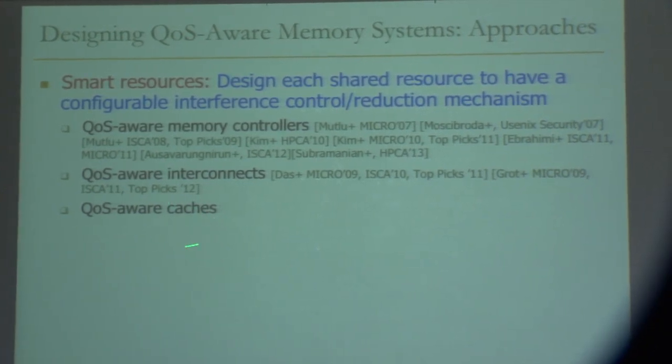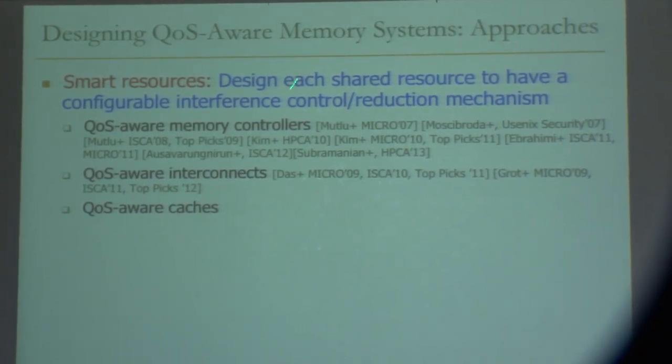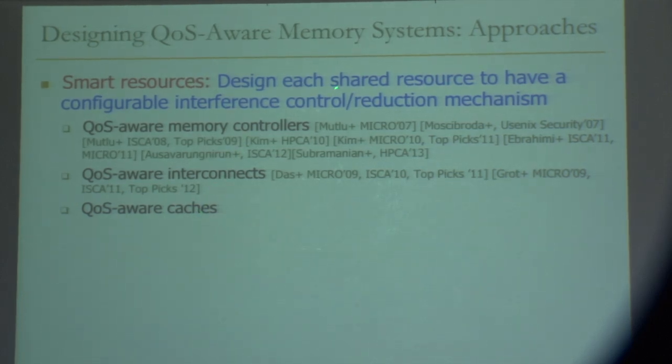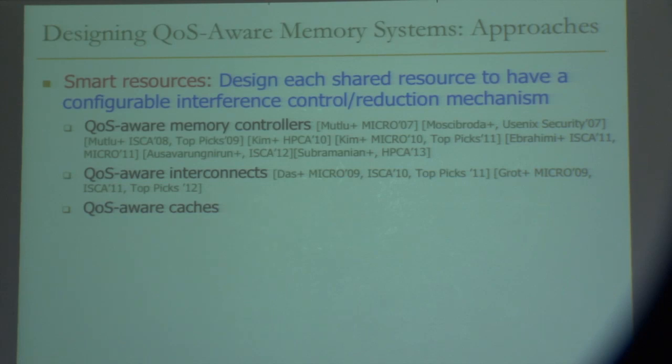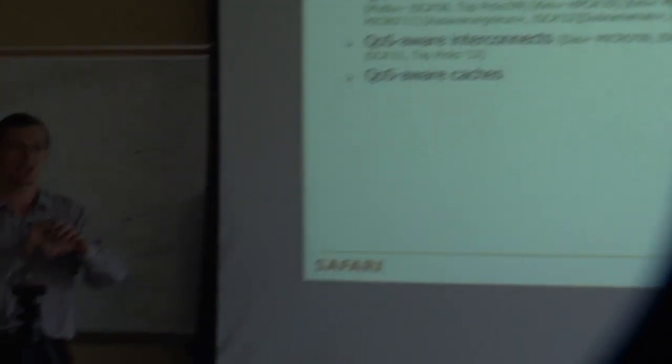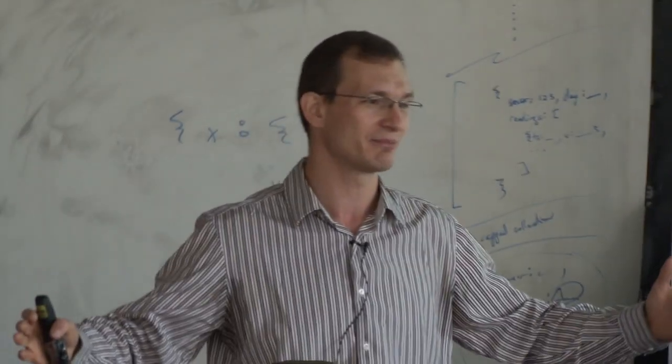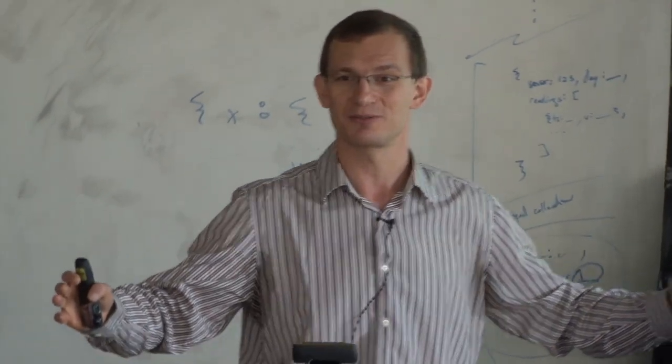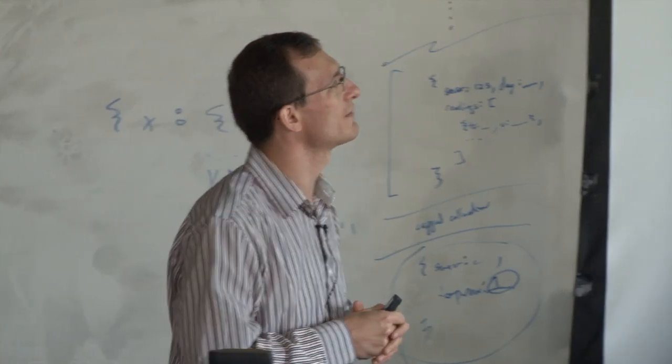Okay, you see some of the things over here. The key question is, you design each of these resources to have its own mechanism, but when you put them together, do they act nicely with each other? Do they act in a coordinated way such that you can get quality of service in the end-to-end system? That's not necessarily true. So that's another research issue that's important to investigate.